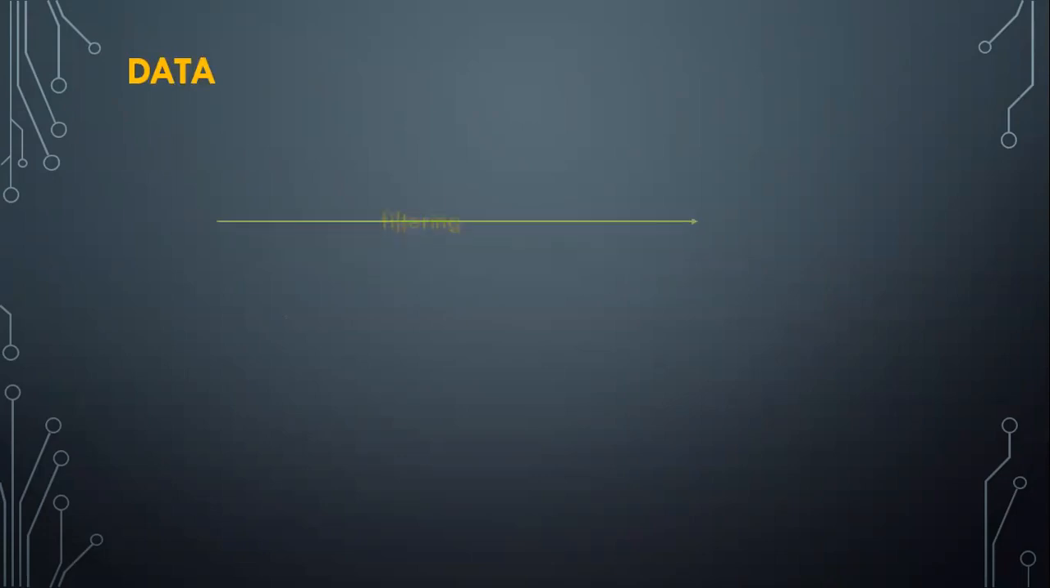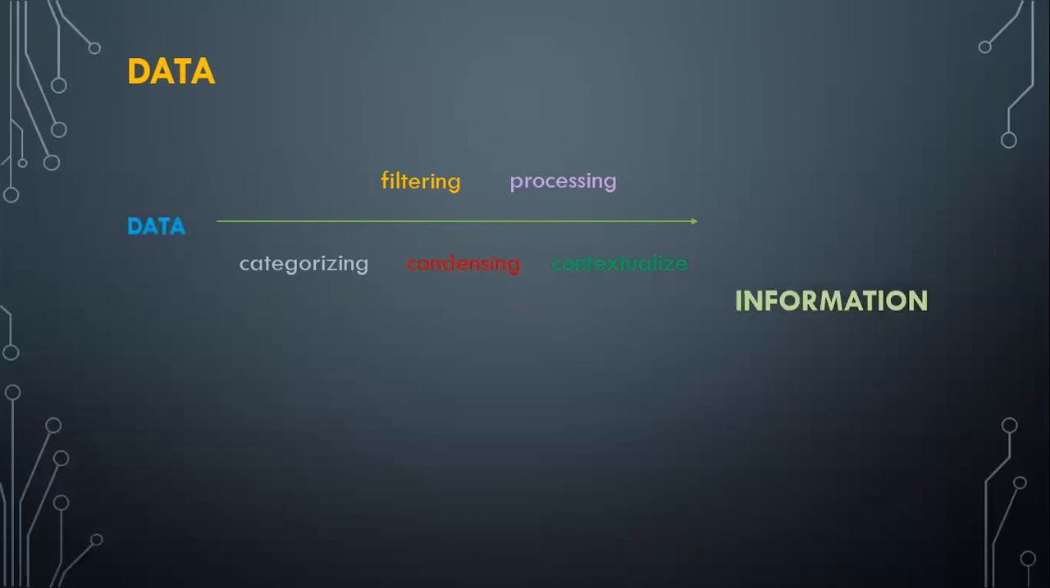All the applications on IoT networks use the lower level data to get the information by performing filtering, processing, categorizing, condensing, and contextualizing the data to extract and create information. Now we will discuss each term in detail.